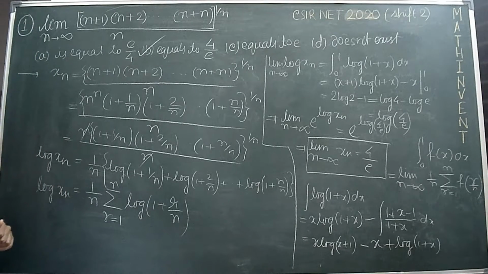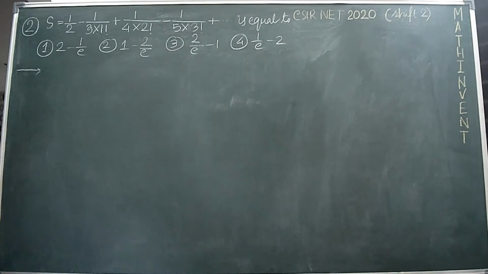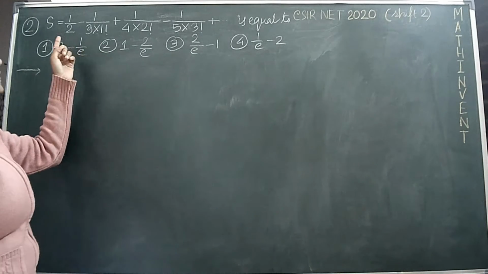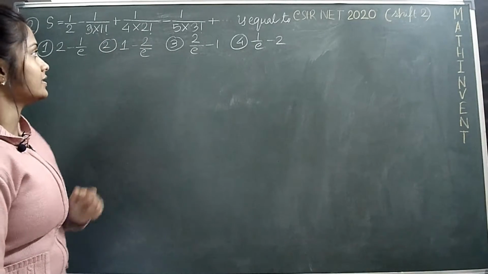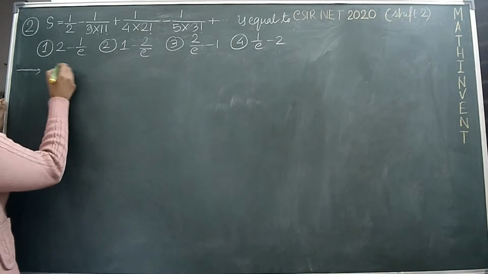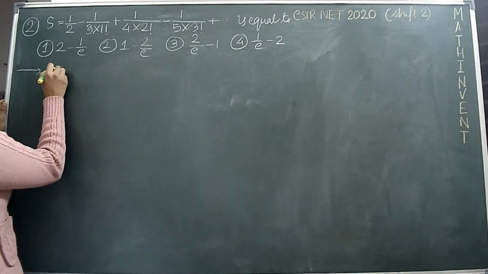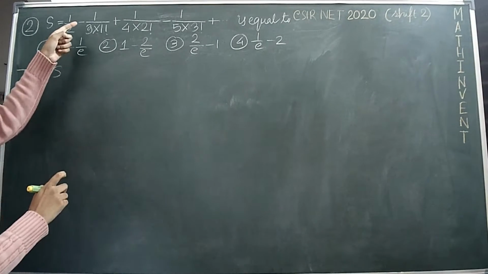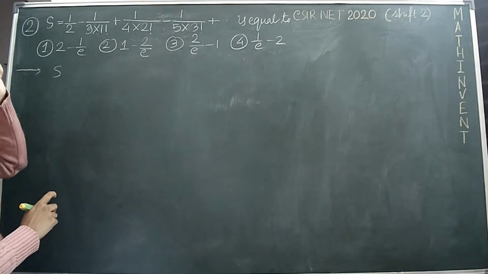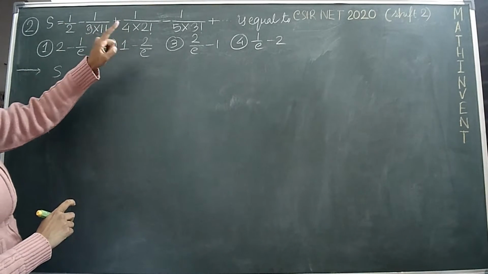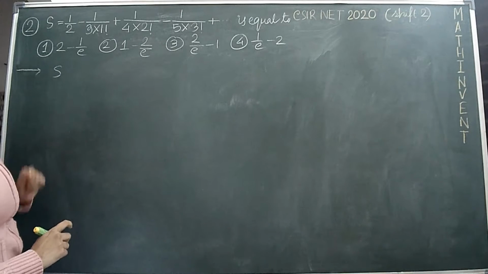Now let us take a look at the second question. We have the next question here. We need to find the sum of this infinite series. Here we are given s equals half minus 1 by 3 into 1 factorial plus 1 by 4 into 2 factorial and so on.